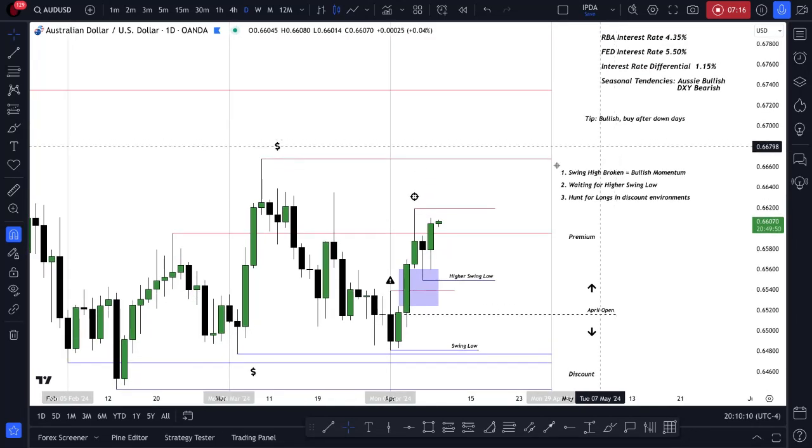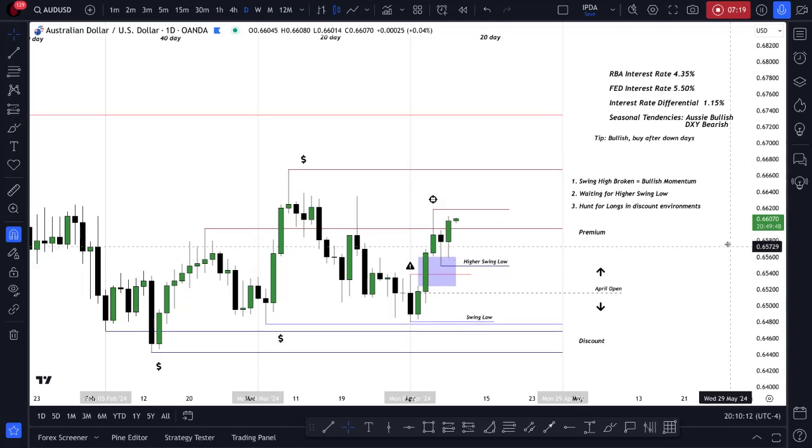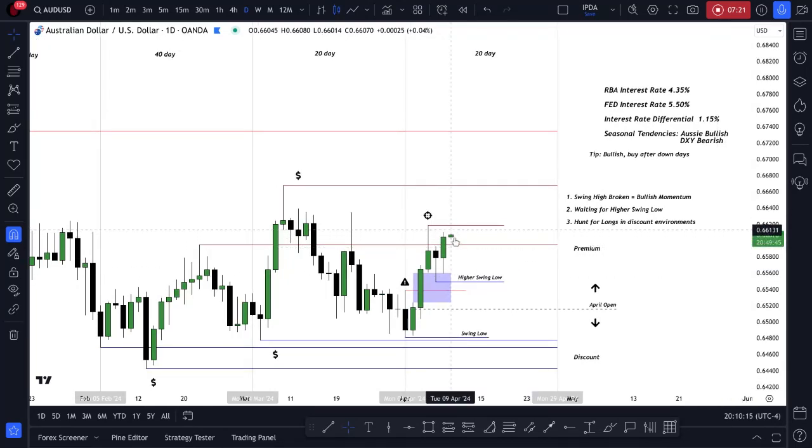So we want to see price go higher. So far, speculation is holding true. Let's see if we can find some longs the rest of the week. See if we get up here.